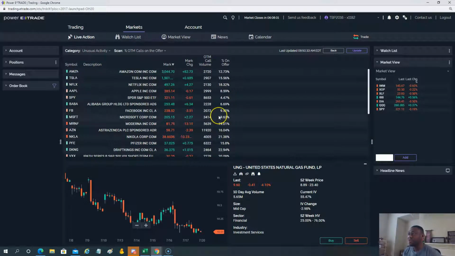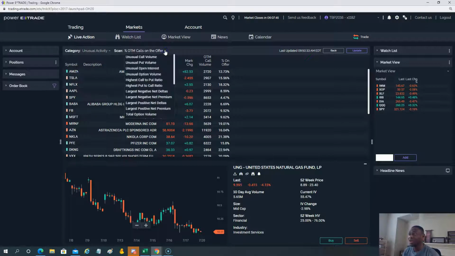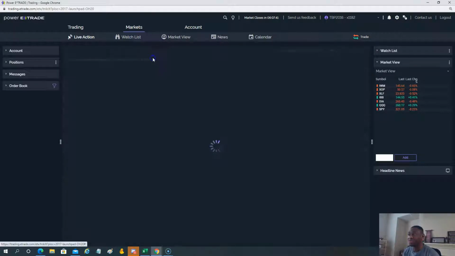Again, I'm showcasing this as another strategy, because for any strategy you need to be able to backtest it. I haven't backtested this, so I can't tell you that I've been using it successfully. This is something that we're going to be doing in the future, obviously. If that's not unusual call volume, let's go to unusual call volume.